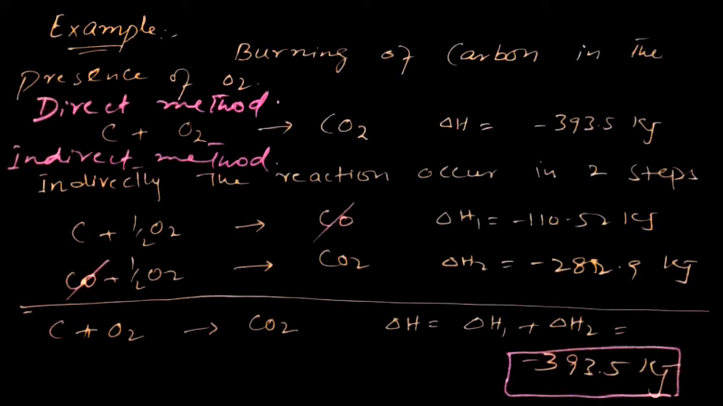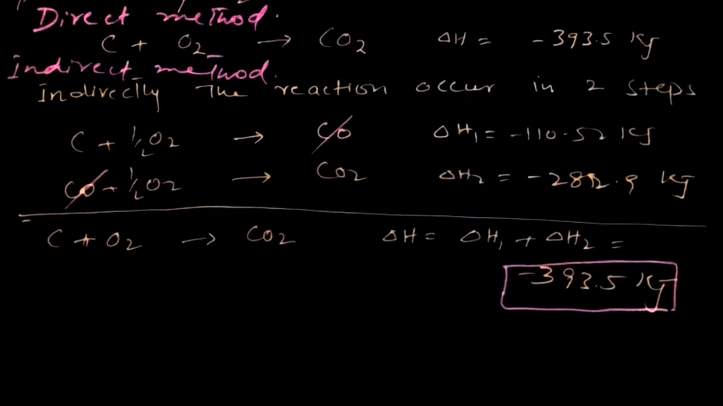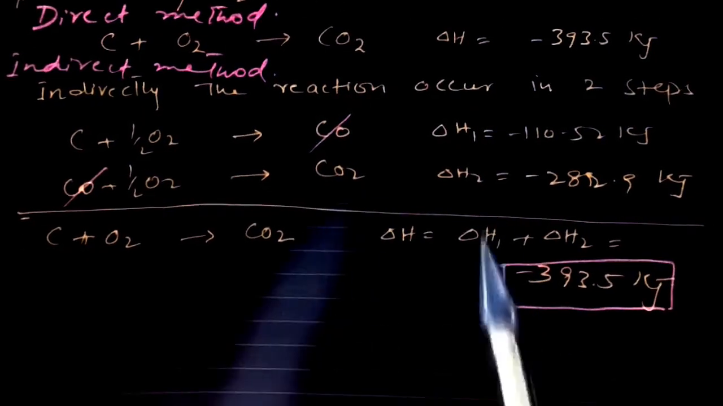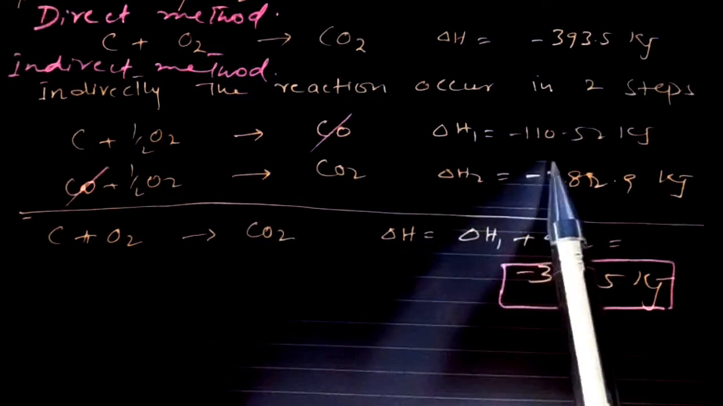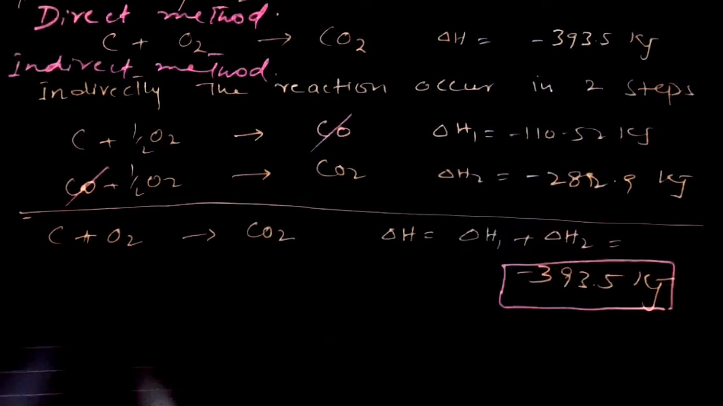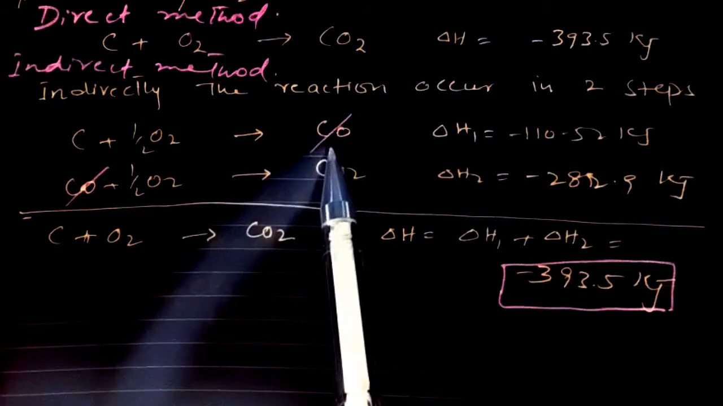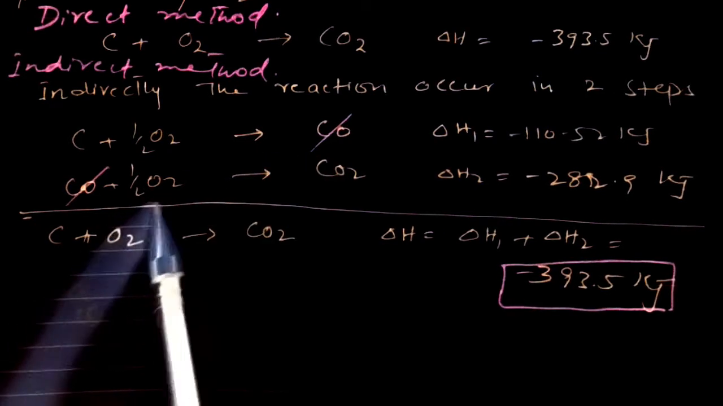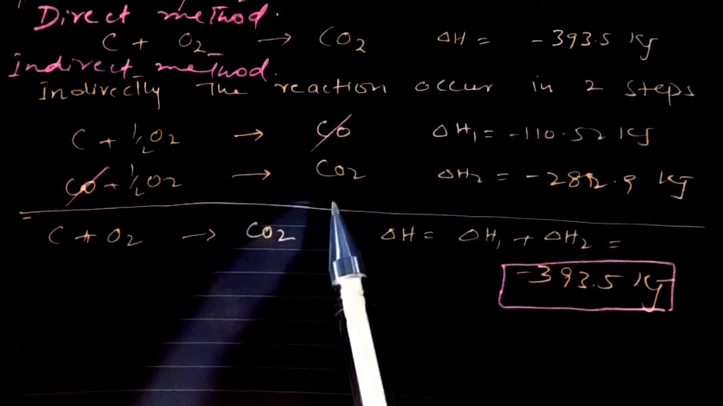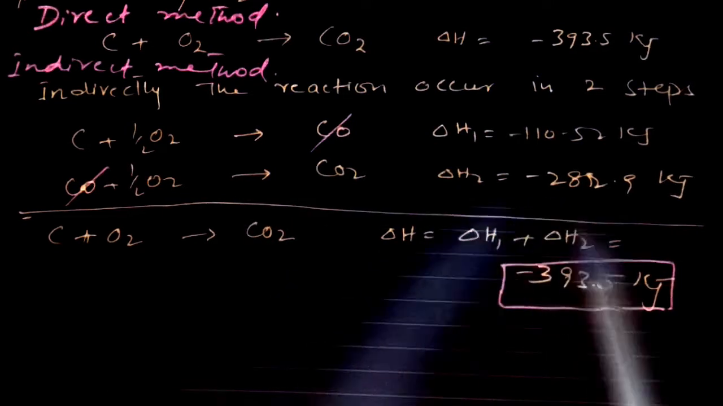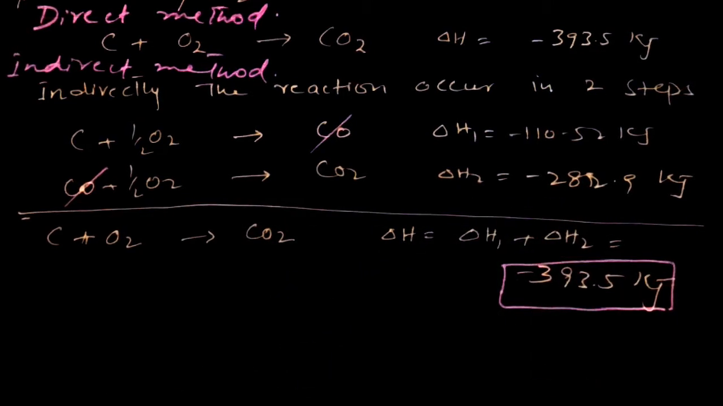Now indirectly, carbon reacts with a limited supply of oxygen to form carbon monoxide. The reaction evolves minus 110.5 kilojoules of energy, and in the second step the carbon monoxide formed again reacts with oxygen to form carbon dioxide, and in this case minus 283 kilojoules of energy is released.